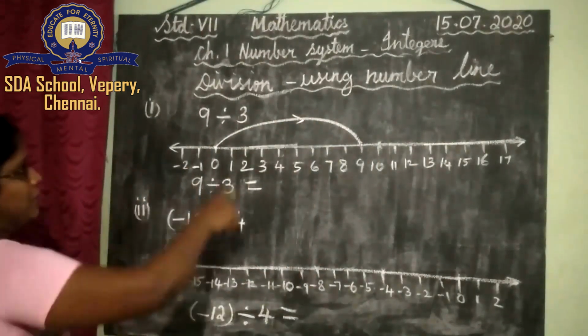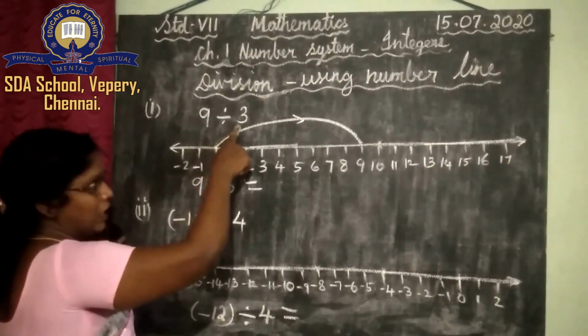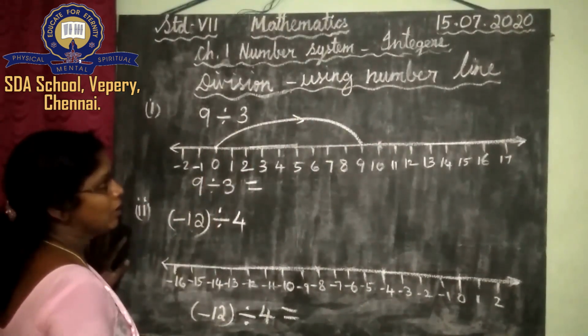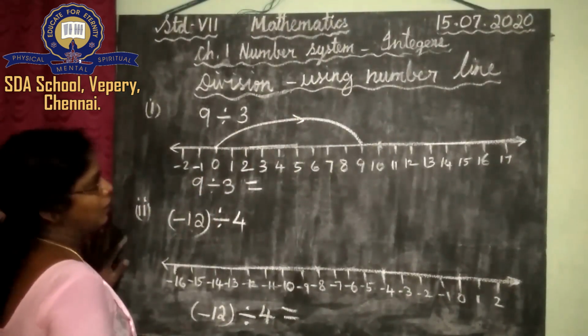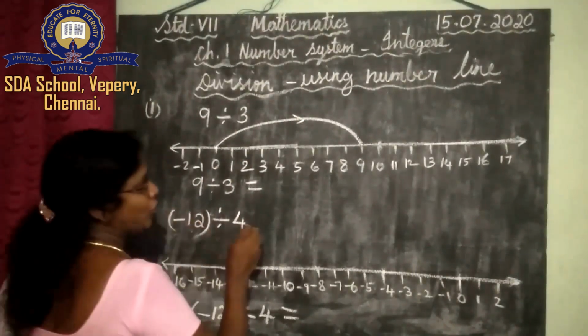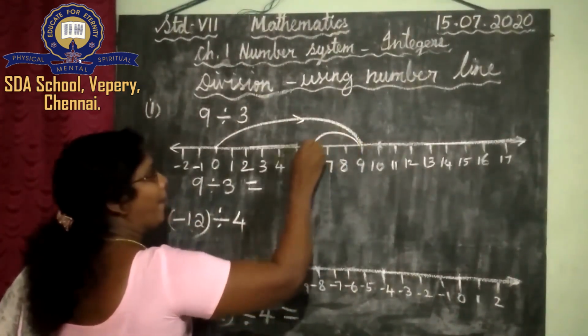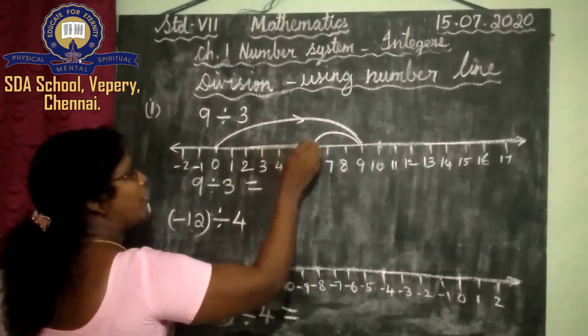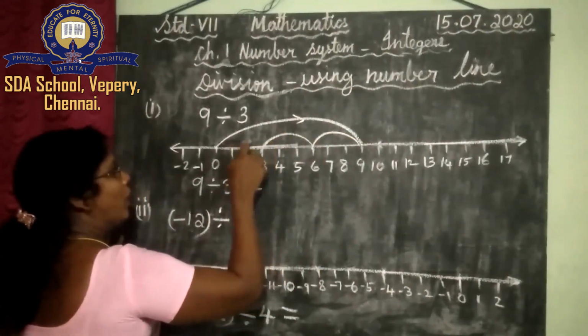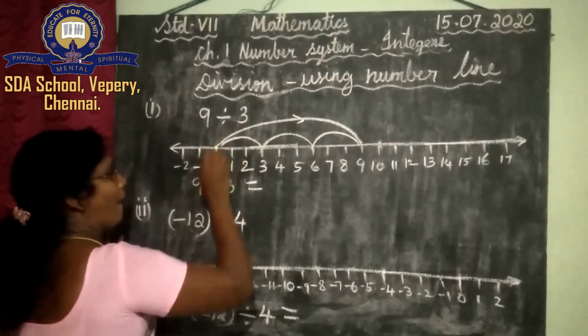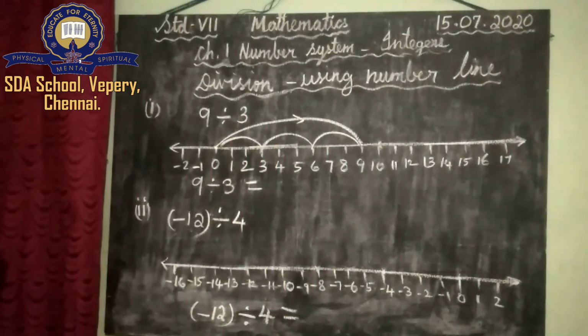Okay. First you go to 9. Then how many times is it? You have to divide 3 units. How many units? How many times? 3 times, we have to count 3 units. So 1 2 3. 1 2 3. How many times does it come?